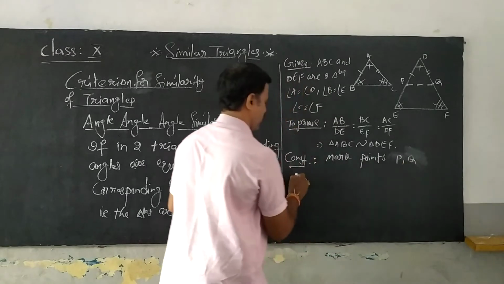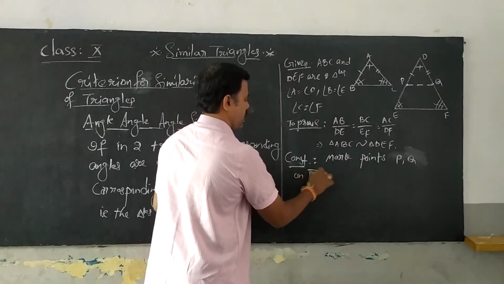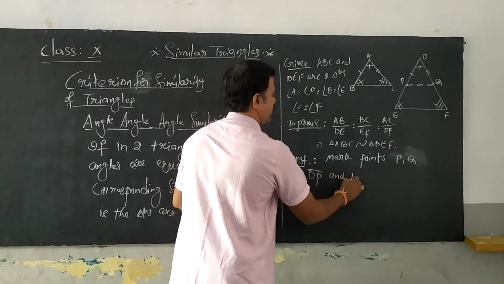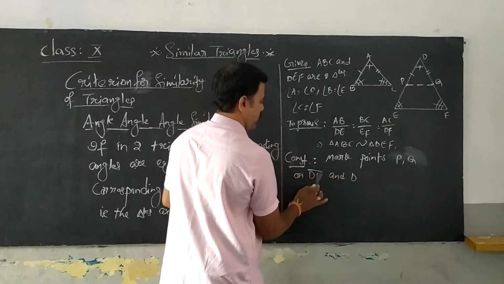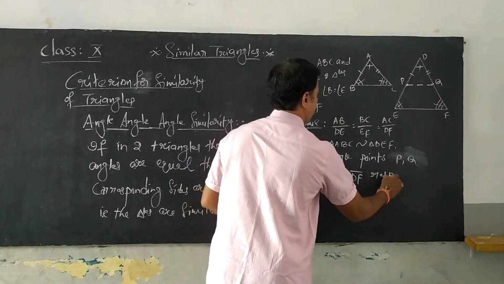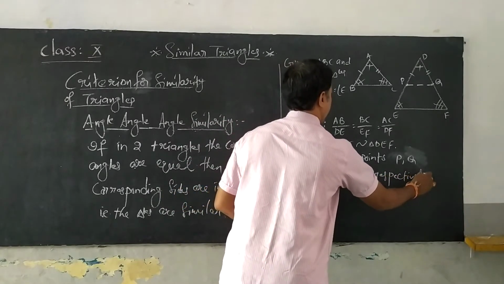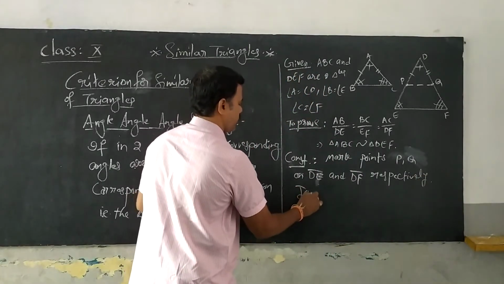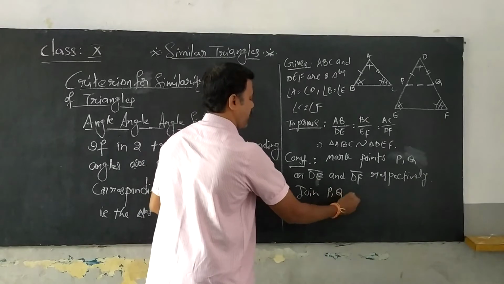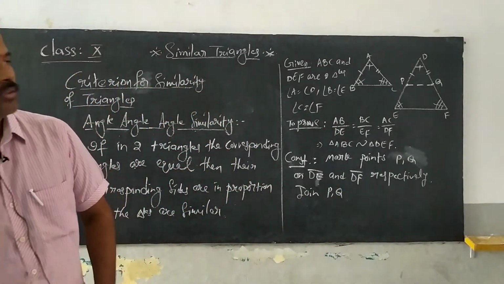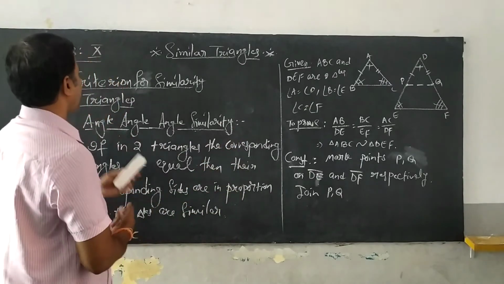P, Q on DE line segment and DF line segment respectively. Then what did I do? Join P, Q. We joined them. By this construction, you can observe there are three triangles.